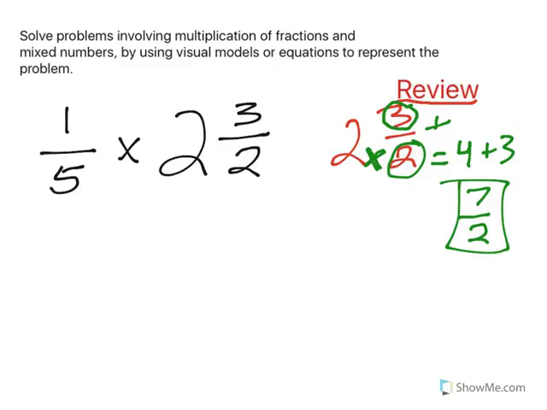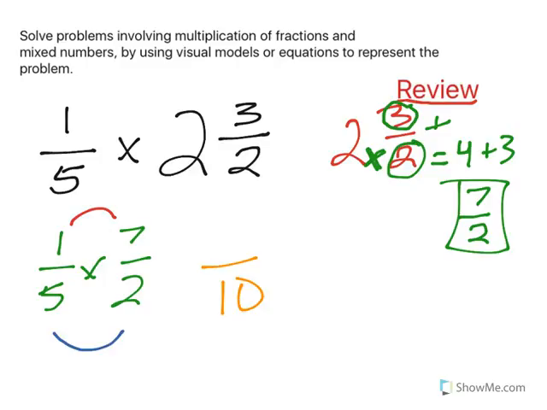So now that we have that, we can rewrite this problem as 1/5 times 7 over 2. We do our numerators times each other, our denominators times each other. So we get 10, and then we get 7. So our answer is 7/10.